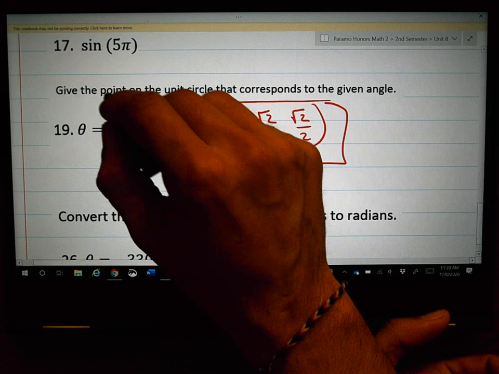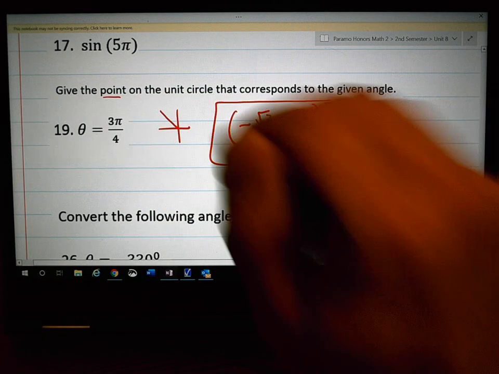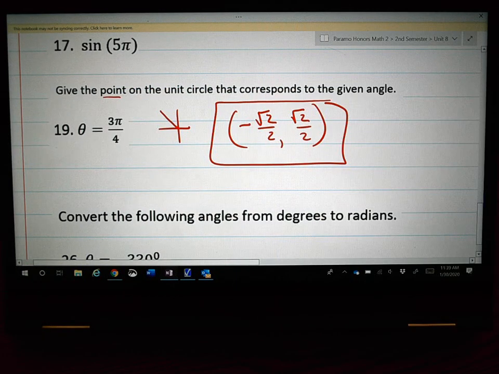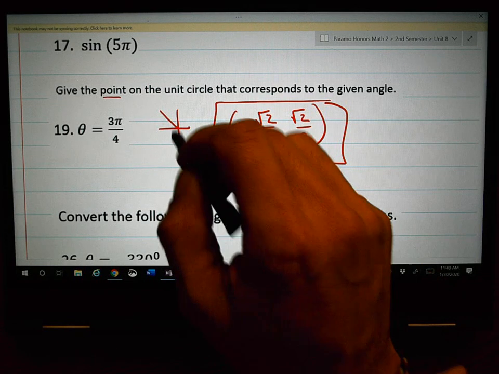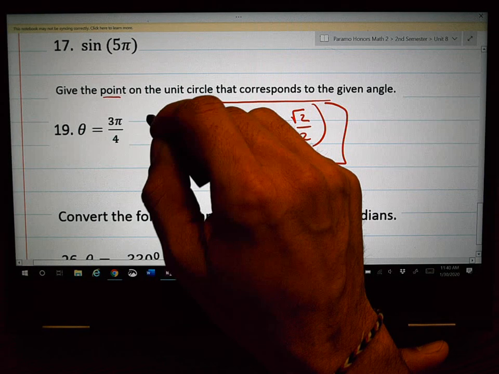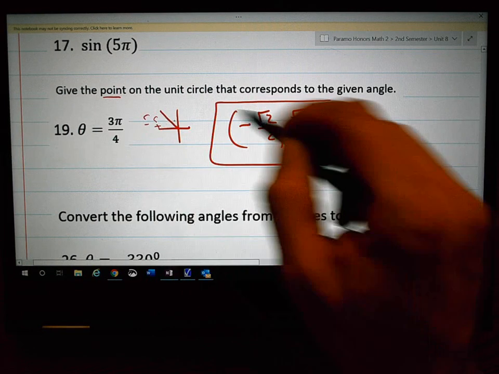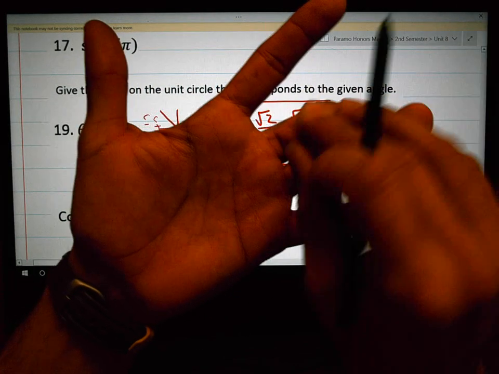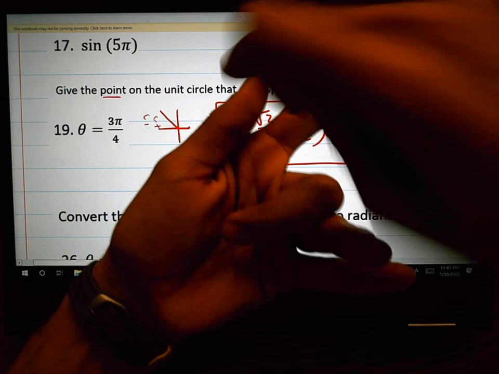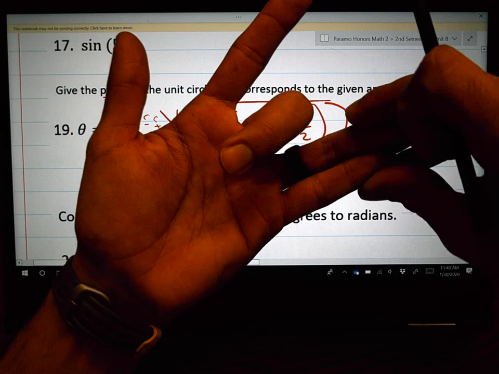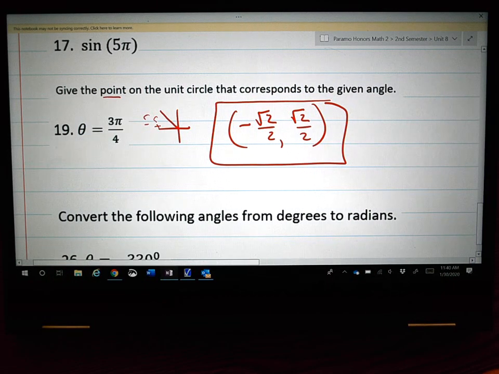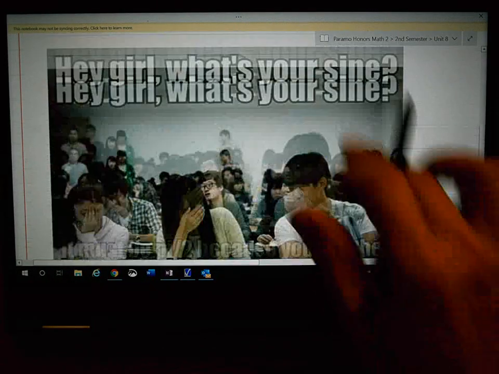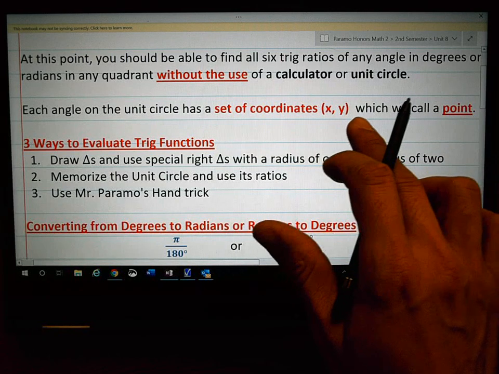If I ask for the point, I'm asking for the x, comma, y of that angle. Notice I did not do any work other than, okay, that's quadrant 2, the cosine's negative, the sine is positive, my x is negative, my sine is positive. I fold down this finger if I use the hand trick, and I know it's root 2 over 2, root 2 over 2, square root fingers over 2. That's the first concept that we haven't talked about.